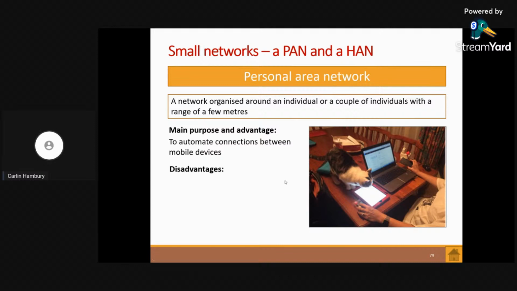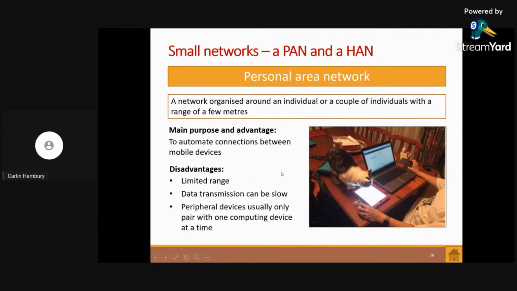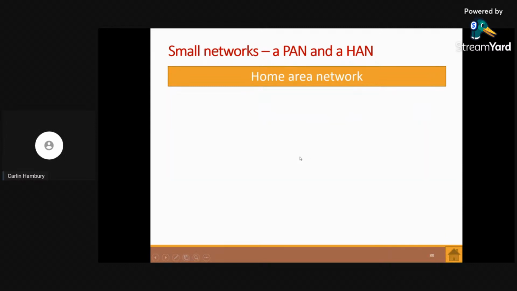So the main purpose is to automate connections between devices. And a disadvantage is obviously, like they mentioned here, the range of only a few meters. The data transmission, in other words, moving files and videos and things, can be a bit slow. And your peripheral devices, which are external devices to your computer, usually only pair with one device at a time. So if you've got a laptop that's got Bluetooth, you might not be able to connect your phone via Bluetooth and a set of headphones via Bluetooth. It might only deal with one at a time.